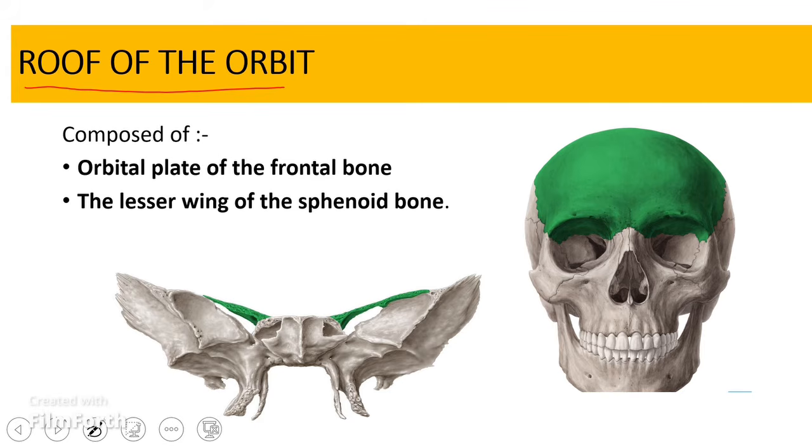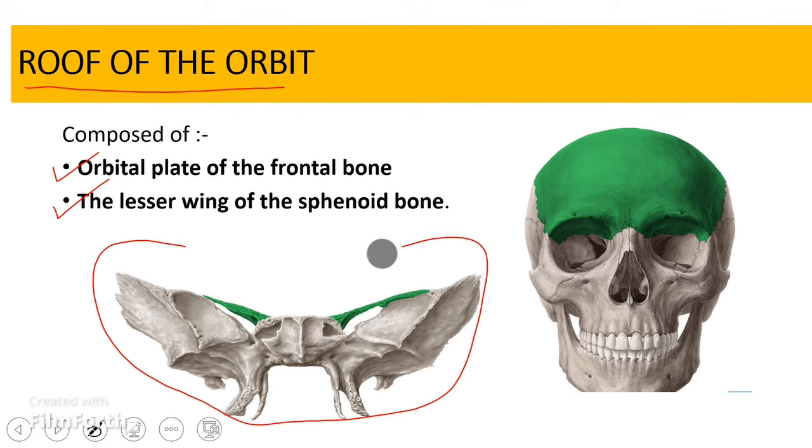The bones which form the roof of the orbit are the orbital plate of the frontal bone and the lesser wing of the sphenoid bone. The first picture over here shows you the sphenoid bone. If you observe it carefully, it looks like a bird. You have a bird with the central body and then the wings, right? The inferior larger wing is called the greater wing of the sphenoid, and the green colored wing, which is the smaller one, is called the lesser wing of the sphenoid. In between the two, you have the superior orbital fissure, which is again a very, very important structure.